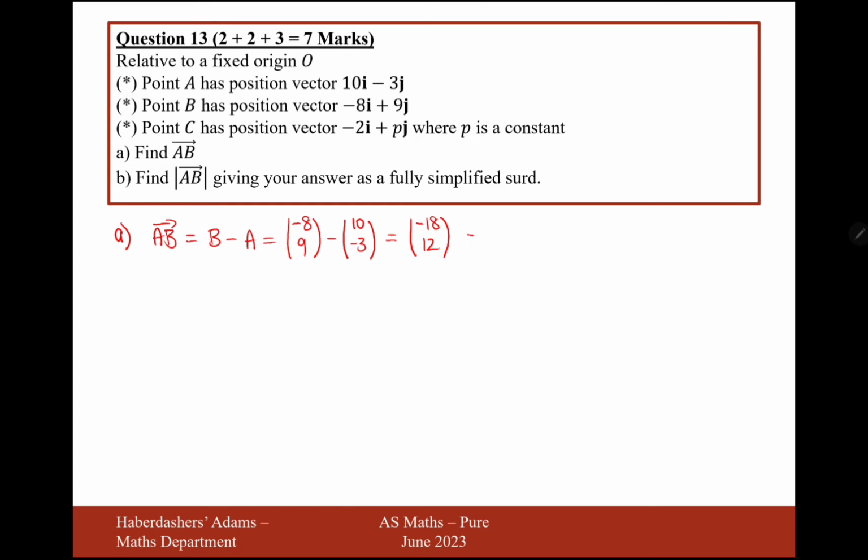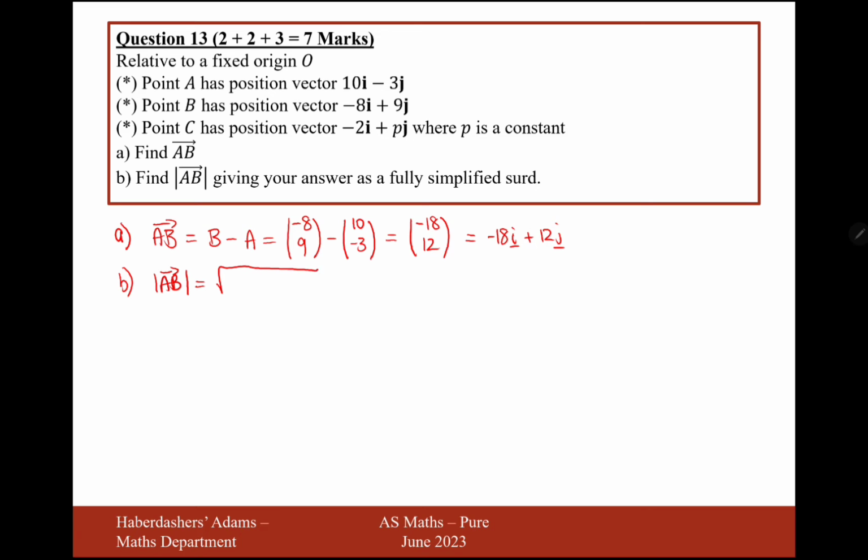So this is going to be minus 18i. Rewrite the answer in terms of the format of the question: minus 18i plus 12j. Moving on to part B, find the modulus of this vector.